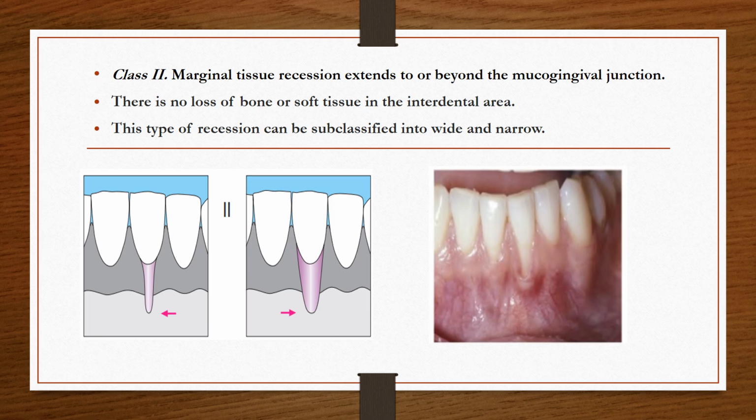The next one is a marginal tissue recession that extends to or beyond the mucogingival junction. You can see that there is also no loss of soft tissue or hard tissue in the interdental area. This type of recession can be subdivided into wide and narrow. So this is extending beyond the mucogingival junction. You can see that this is the mucogingival junction. There is this line that demarcates attached gingiva from the alveolar mucosa and it is extending, but there is no loss of interdental tissue.